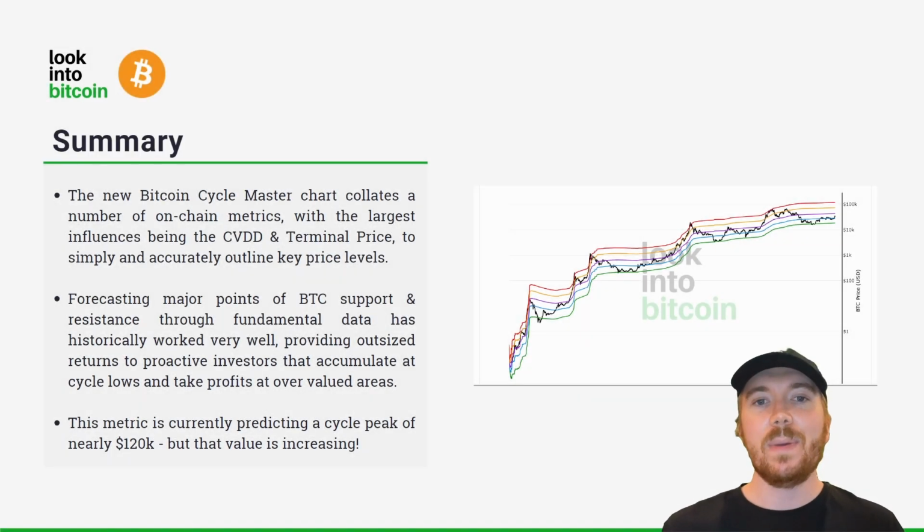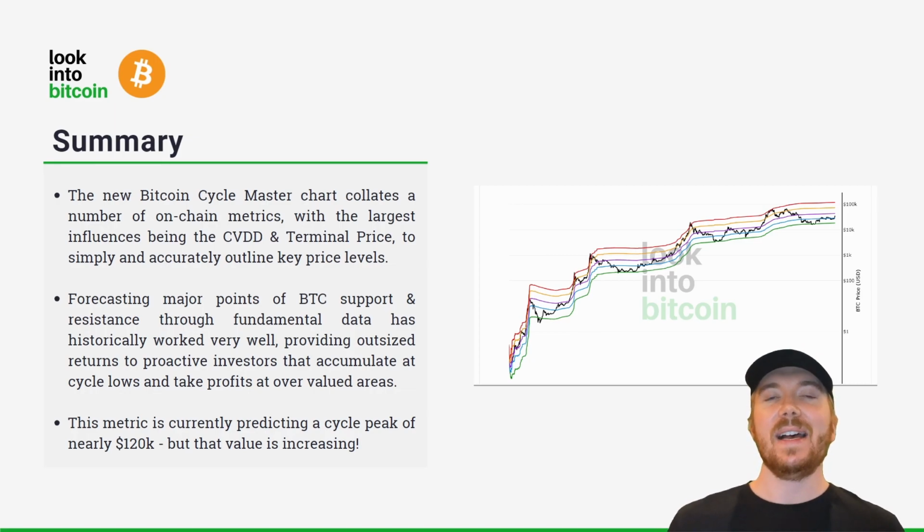So just to summarize, the new Bitcoin cycle master chart collates a number of on-chain metrics, with the largest influences being the CVDD, or cumulative value of days destroyed, and the terminal price metrics, to simplify and accurately outline key price levels for BTC. Forecasting major points of Bitcoin support and resistance through fundamental data has historically worked incredibly well, providing outsized returns to proactive investors that accumulate at cycle lows and take profits at the overvalued areas. And this metric is currently predicting a cycle peak of nearly $120,000 for BTC, but keep in mind that this value is continuously increasing.